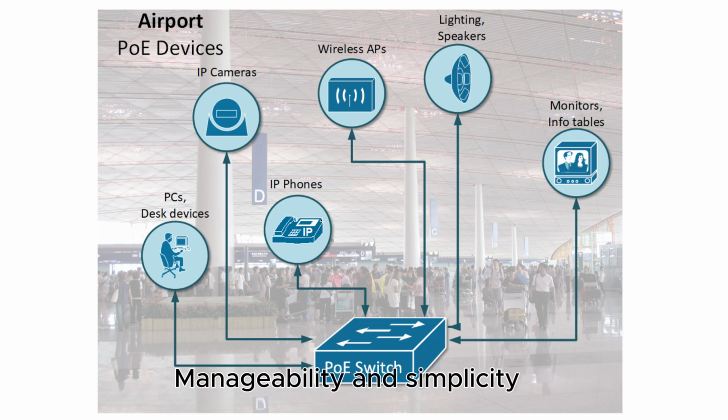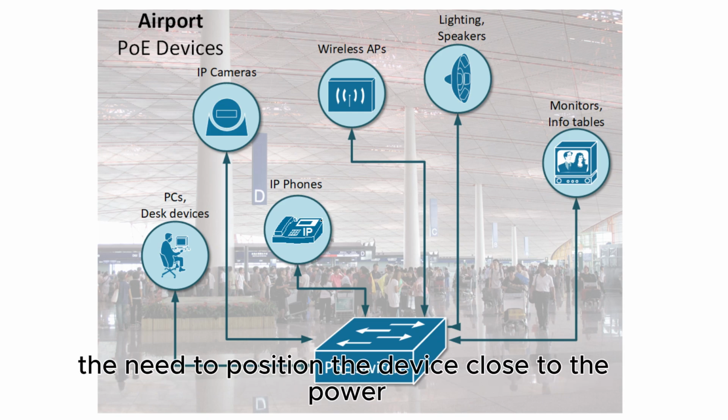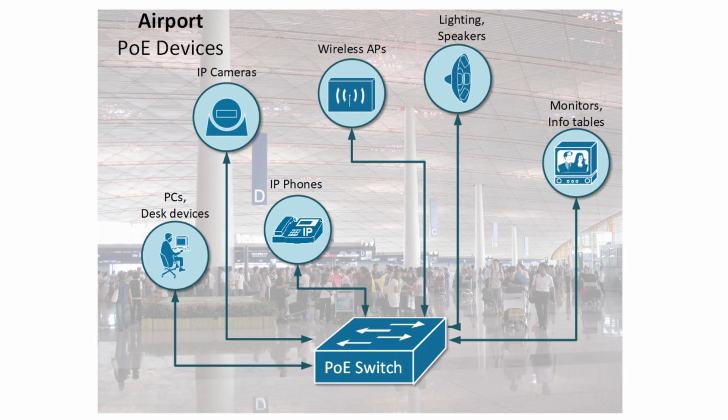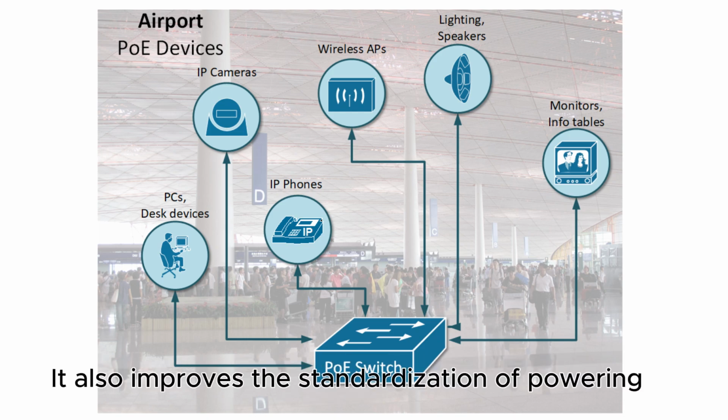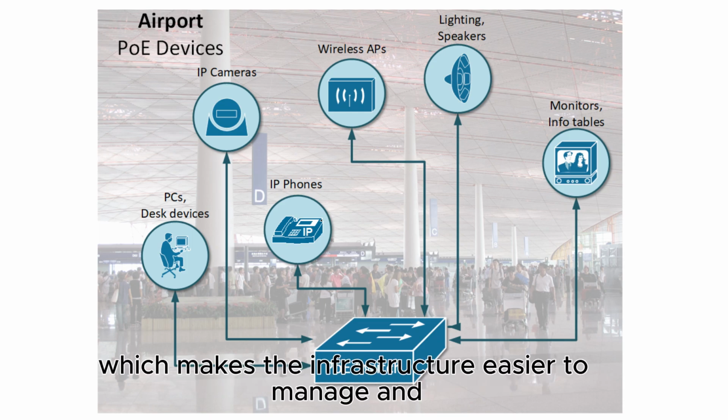Manageability and simplicity. Powering end devices over Ethernet cables eliminates the need to position the device close to the power circuit. It also improves the standardization of powering, eliminating different types of AC/DC adapters and connectors, which makes the infrastructure easier to manage and operate.